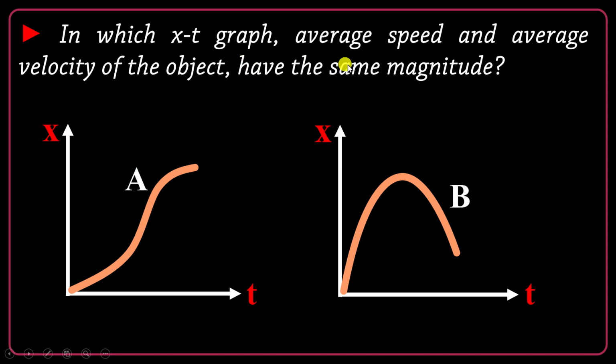In which xt graph do the average speed and average velocity of the object have the same magnitude? Oh, look at this. It's object A, okay? The xt graph of object A. We should consider A, whether it has the same magnitude for average velocity and average speed or not. And then we will consider B. So let's concentrate on A. You know that S bar, let me write S bar, yeah, it's L over delta t.